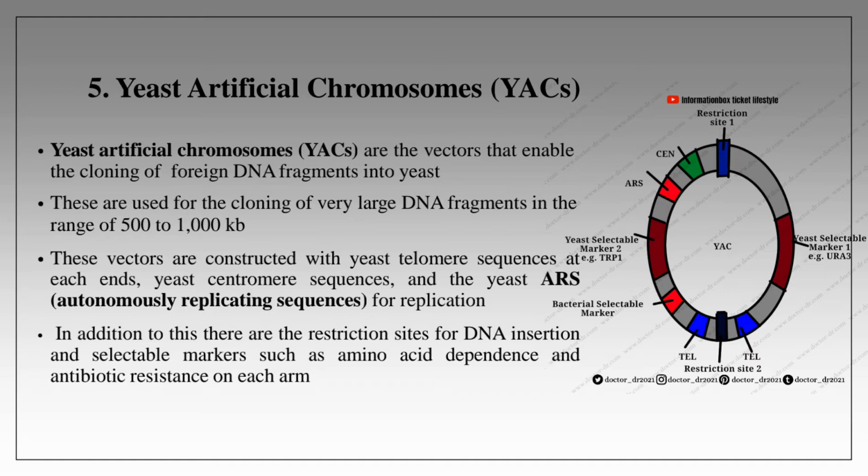Number 5. Yeast artificial chromosome. Yeast artificial chromosomes are vectors that enable the cloning of foreign DNA fragments into yeast. These are used for cloning very large DNA molecules in the range of 500 to 1000 kilobases. These vectors are constructed with yeast telomere sequences at each end and the yeast ARS, autonomously replicating sequences, for replication. In addition to this, there are restriction sites for DNA insertion and selectable markers such as amino acid dependence and antibiotic resistance on each arm.